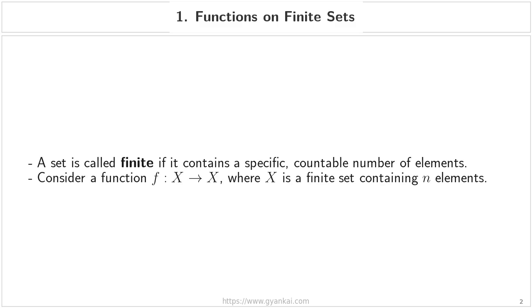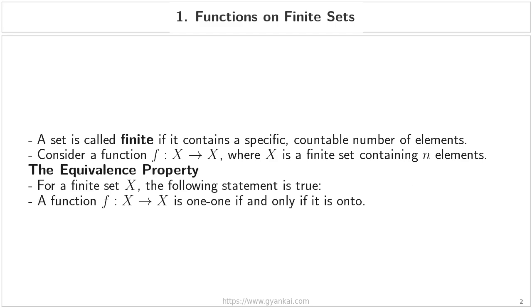For this discussion, let's consider a function, f, mapping from set X to set X, where X is a finite set containing n elements. It is important to notice that in this scenario, the domain and the codomain are the exact same set. This brings us to a very powerful concept known as the equivalence property. For a finite set X, the following statement is always true. A function f from X to X is 1-1 if and only if it is onto.